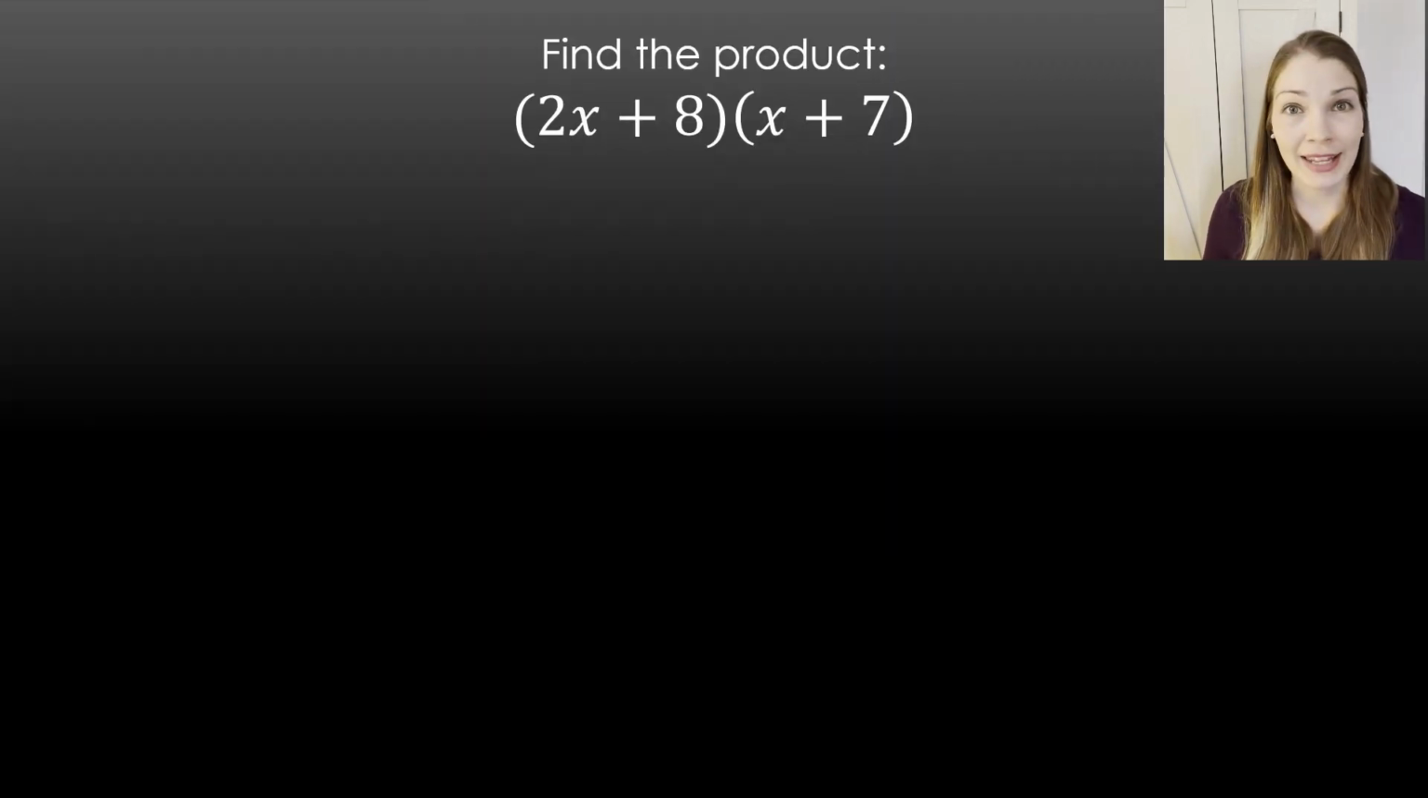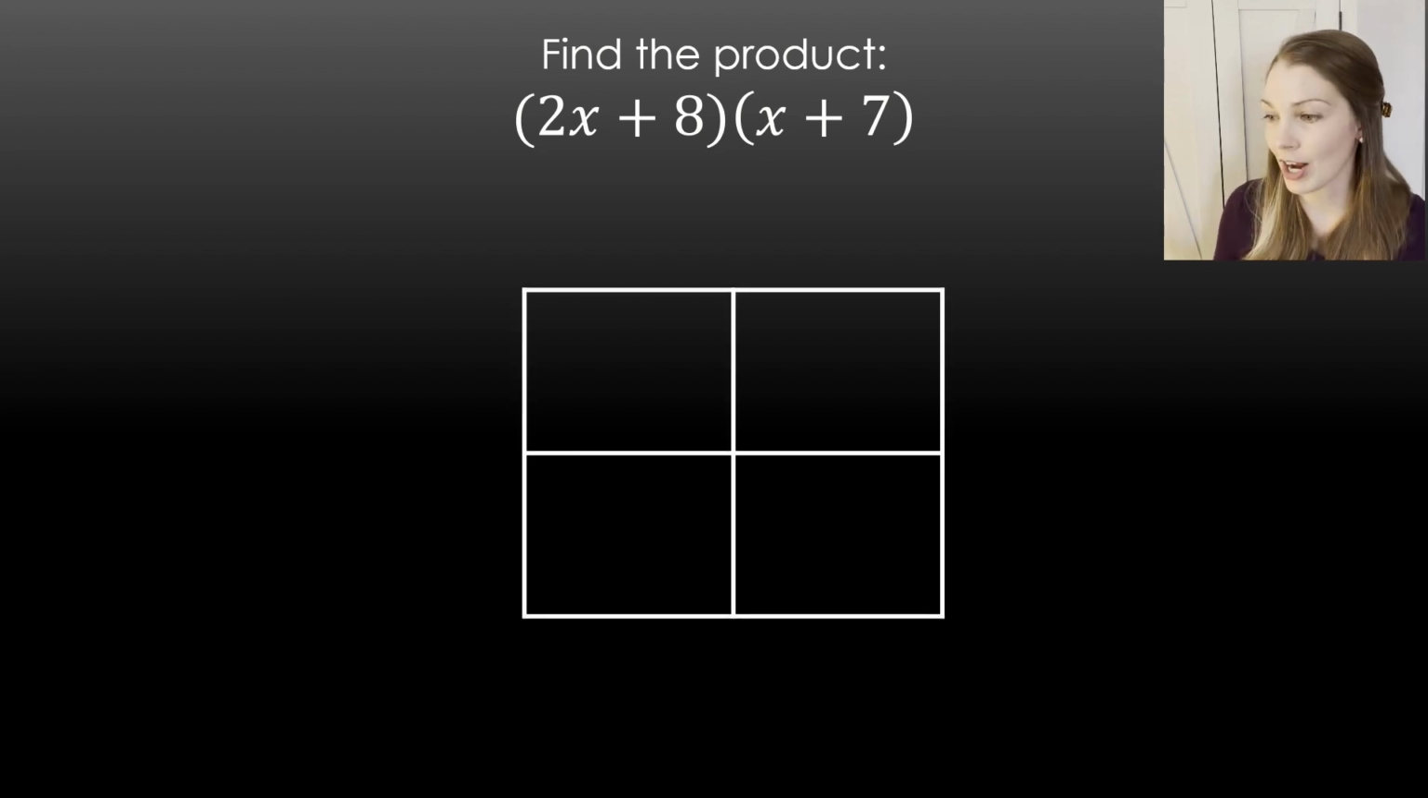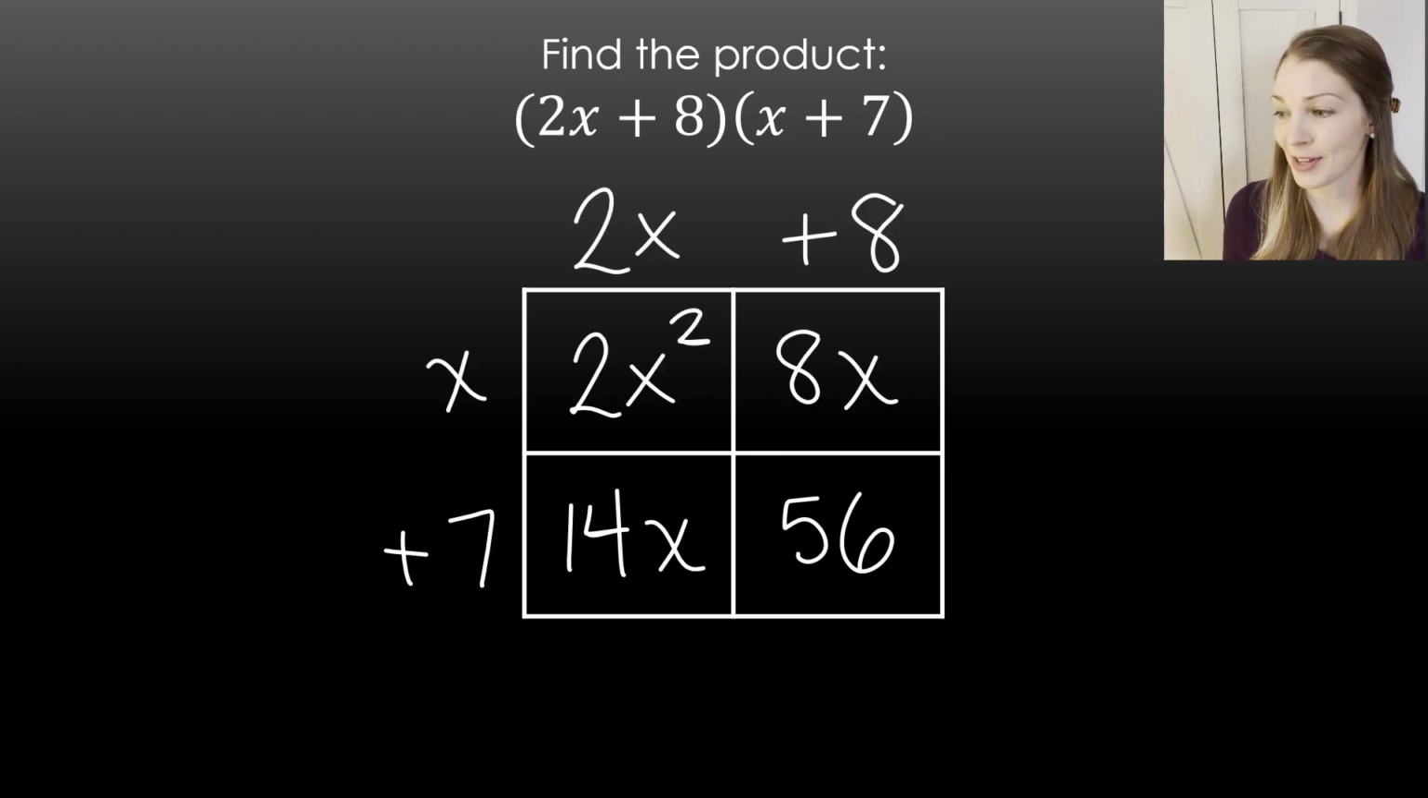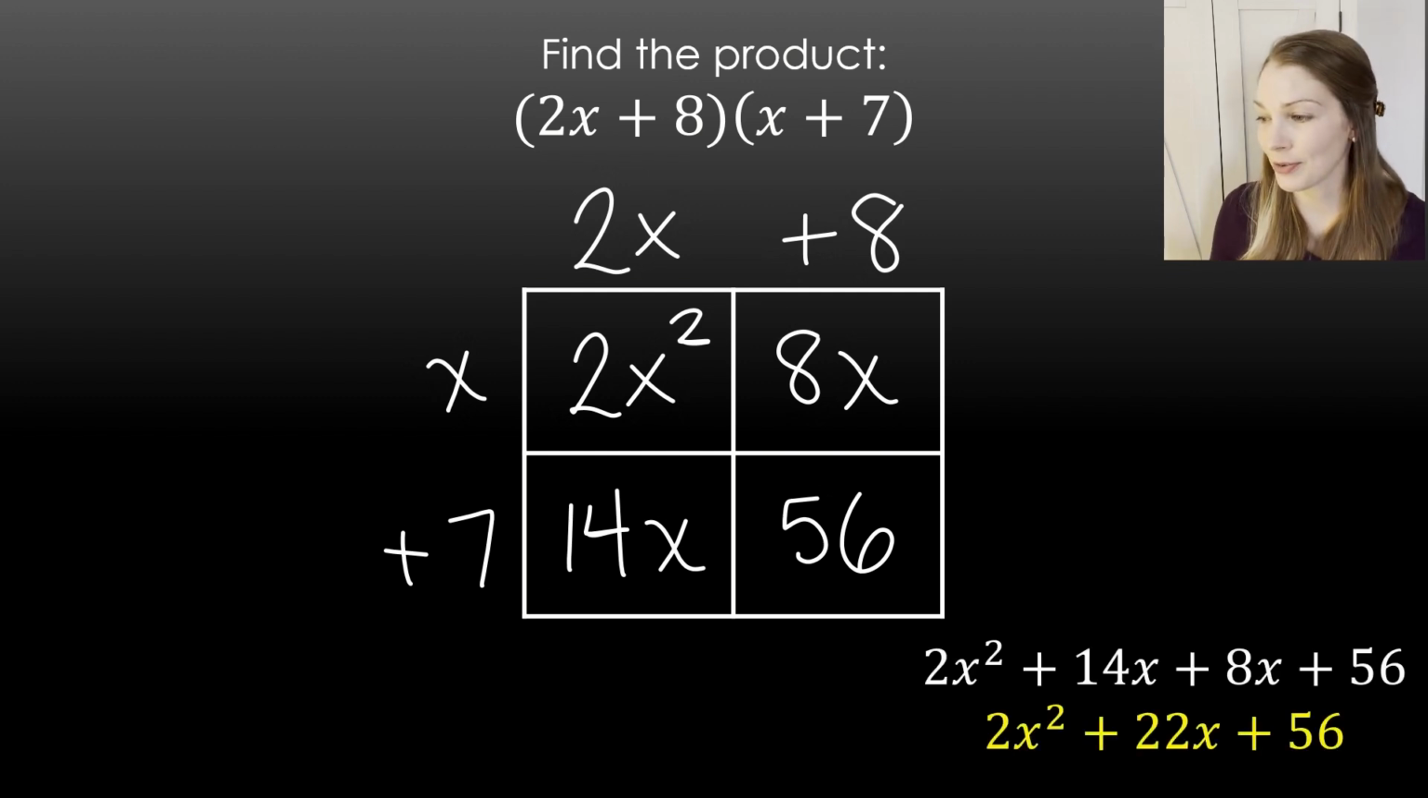So if you haven't tried the box method much, here's an example you can try out. Try this just drawing your boxes and writing your factors, and see if you can get that total product. So there we have a final area or final product again of 2x squared plus 22x plus 56.